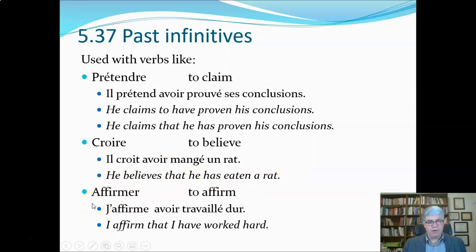Affirmer is another verb that can take the past infinitive. J'affirme avoir travaillé dur. I affirm to have worked hard. That's kind of iffy in English. It's a lot better. I affirm that I have worked hard is a better translation.